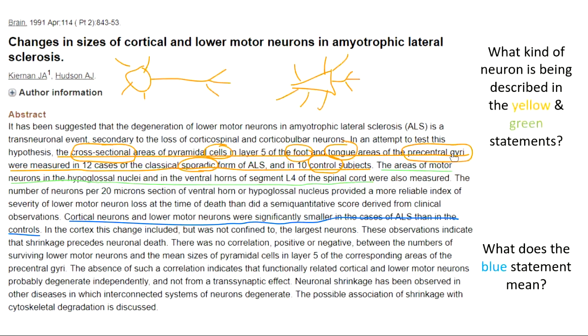Okay, my yellow statement is describing the upper motor neurons, the ones that make the decision specifically for movement of the foot and the tongue. All right, let's do what we did before. We did it with the yellow statement. Now we're going to move into our green statement here.